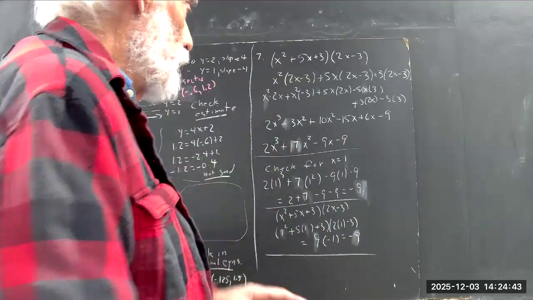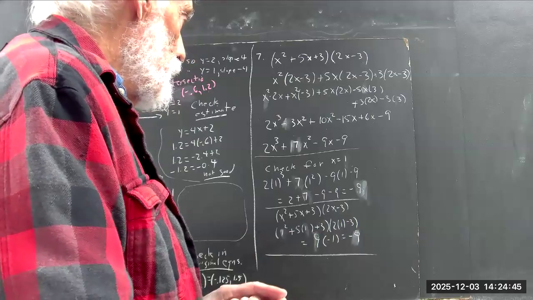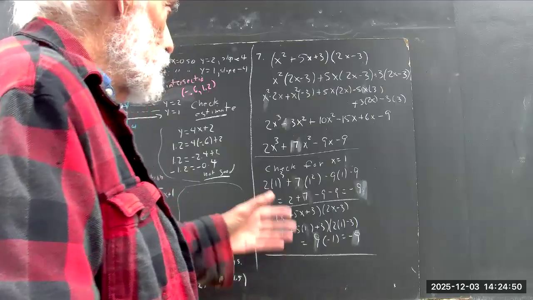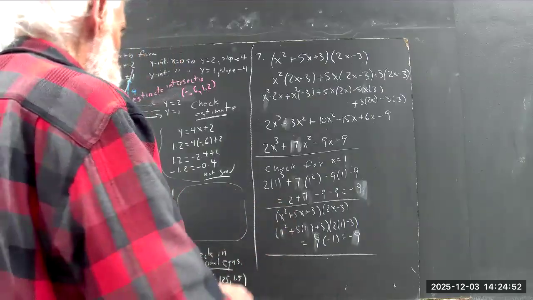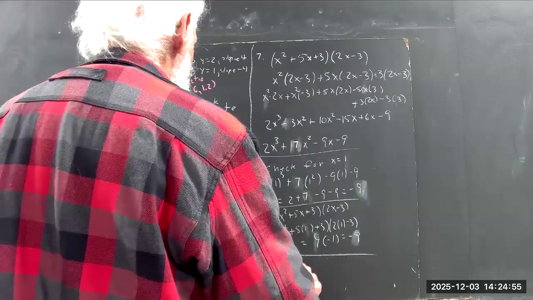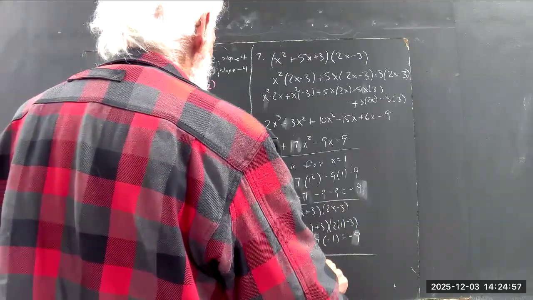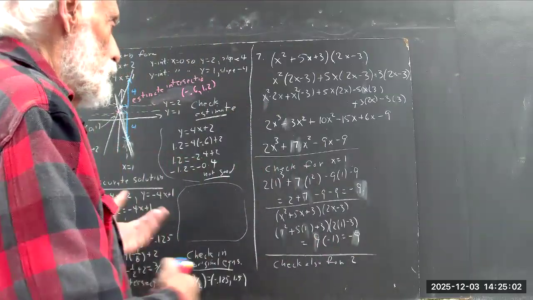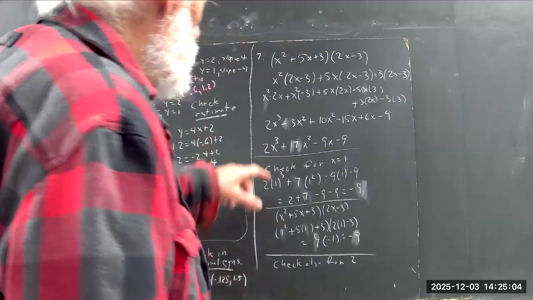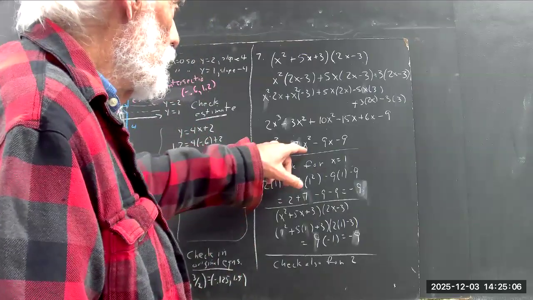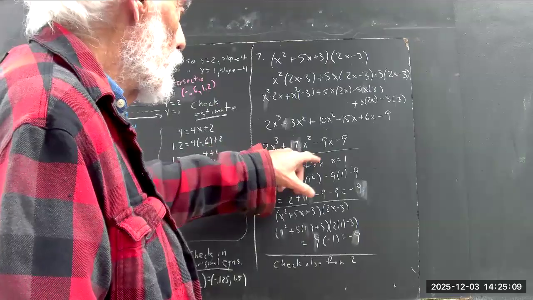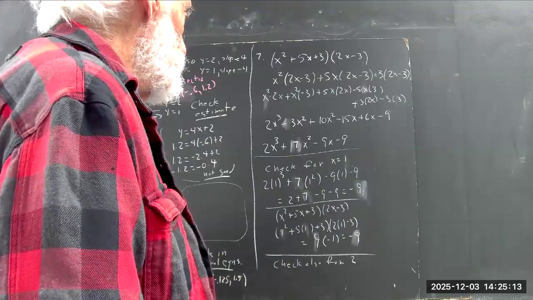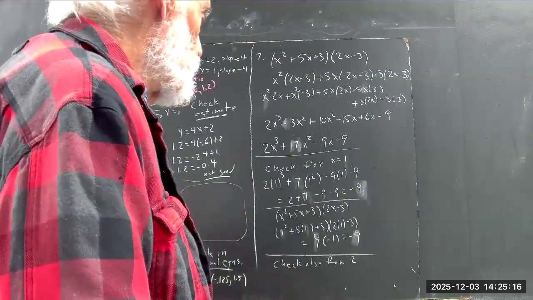Now I could check for another number. 1 is not always the best number to check for, but we'll just leave it at this. I would also check for 2. Now I'll do it in my head so I can be sure that it's wrong. 2 cubed is 8, that makes 16. That's 28, so that's 44. And then it's minus 18. 44 minus 18 is 26.